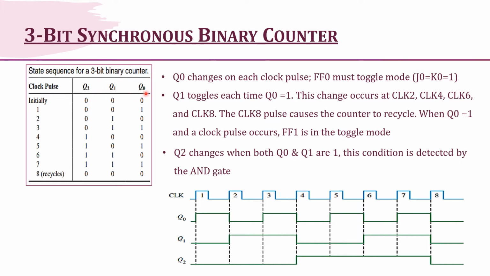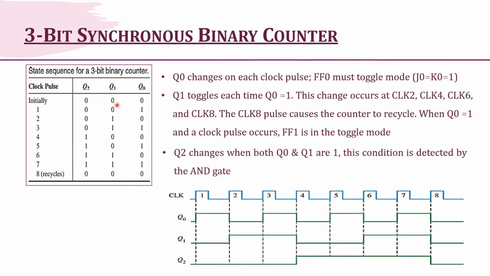So the 3 outputs from the 3 flip-flops are Q0, Q1 and Q2. Initially all the flip-flops are in the 0 state. During the first clock pulse, Q0 changes its state because this first flip-flop is always connected to logic high. So Q0 toggles its state on every clock pulse.